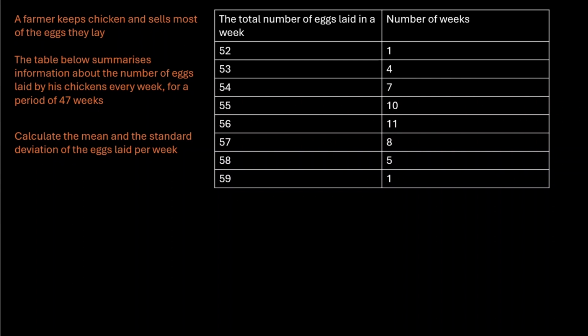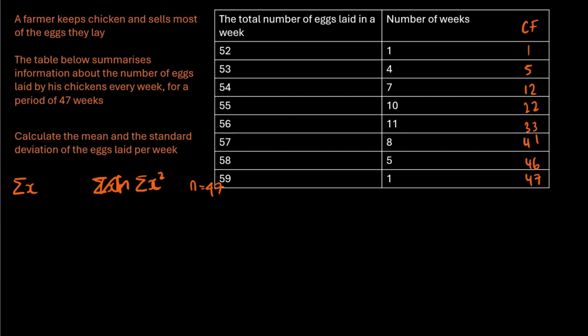Okay, firstly, we're going to want to do something called cumulative frequency. So the cumulative frequency here is 1, 5, 12, 22, 33, 41, 46, and 47. Okay, so we're going to want to find the sum of xf, and also the sum of x squared. And we're also going to want to find n. And we know that n is 47 because that's the number of data values that there are.